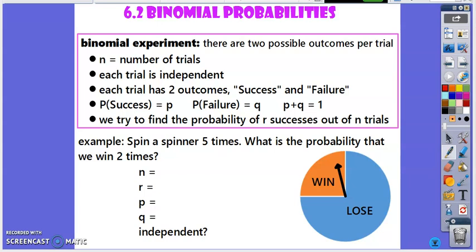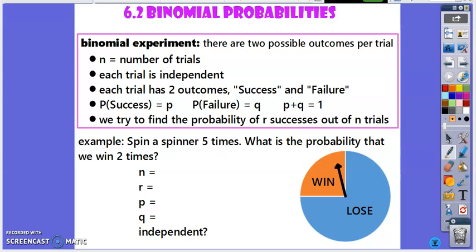Today we're learning about a certain type of discrete probability distribution. It's called binomial probabilities. And you'll be able to tell if it's this situation because you either win or lose. There's either success or failure. Each trial also has to be independent. And let's just do an example so you can see when a binomial experiment would apply.